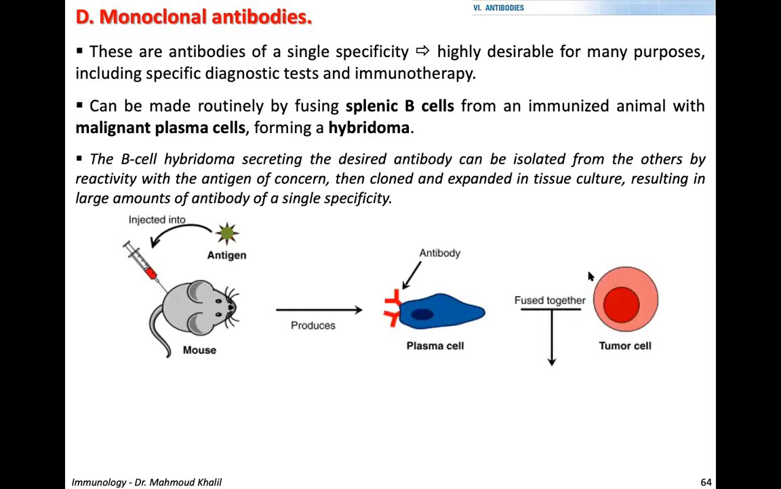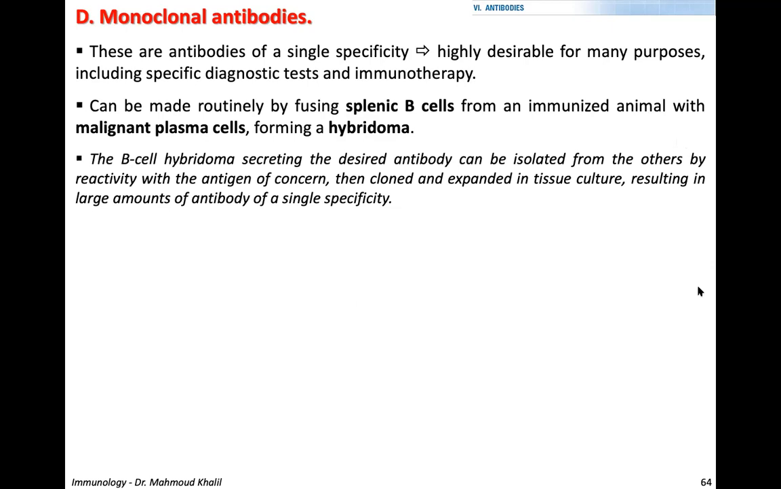So how does it work? The B cell hybridoma secretes the desired antibody, which can be isolated from the other antibodies by reactivity with the antigen of concern. Once the hybridoma starts generating antibodies, you will have different antibodies. Then you can separate your desired antibody upon exposure to a specific antigen. Then the hybridoma can be cloned and expanded in tissue culture, resulting in a very large amount of antibody of a single specificity.